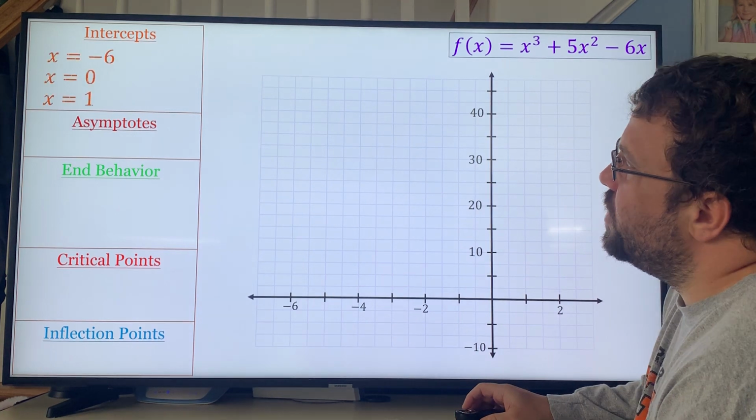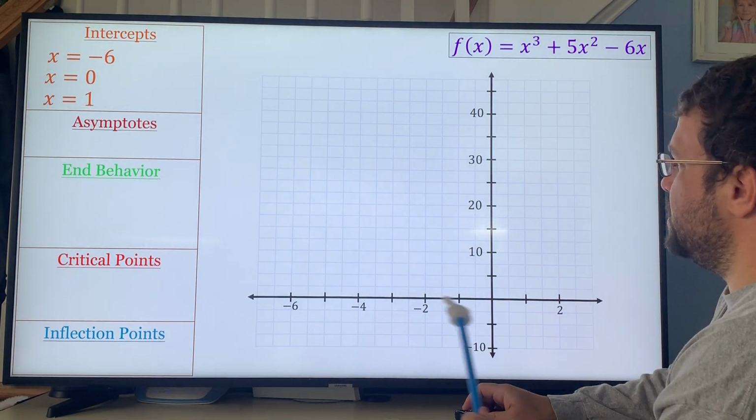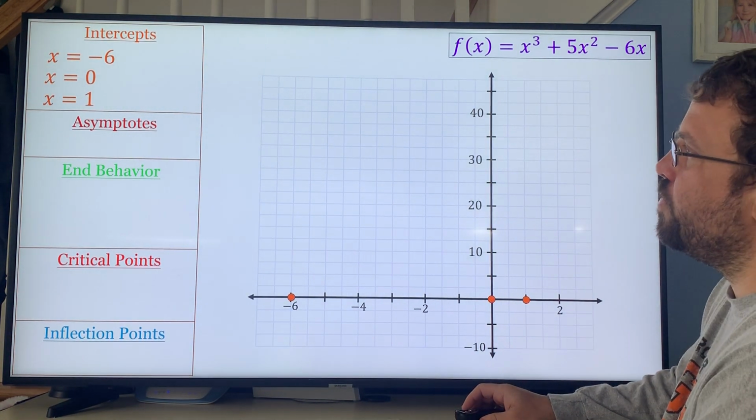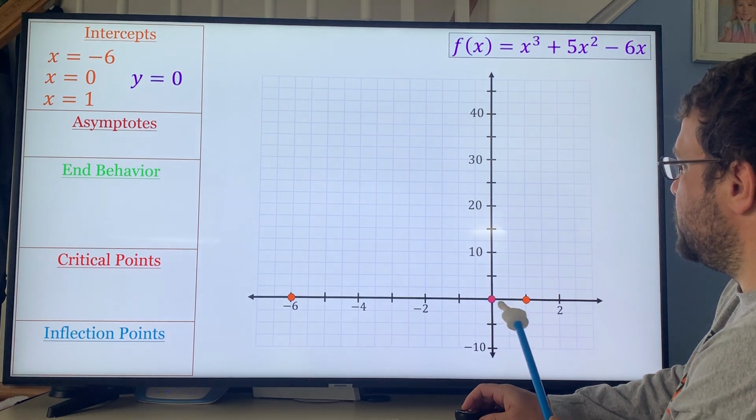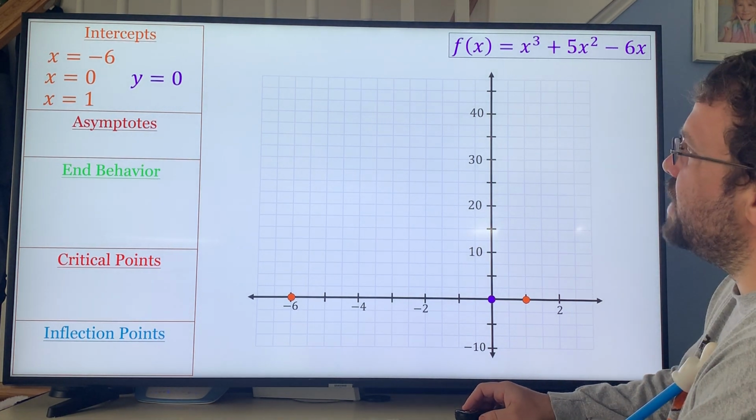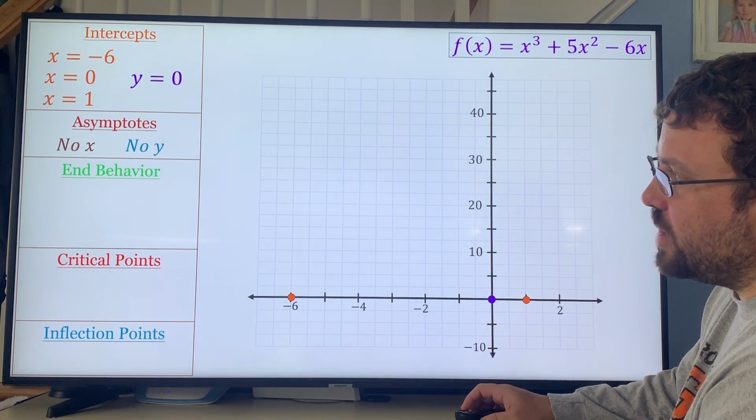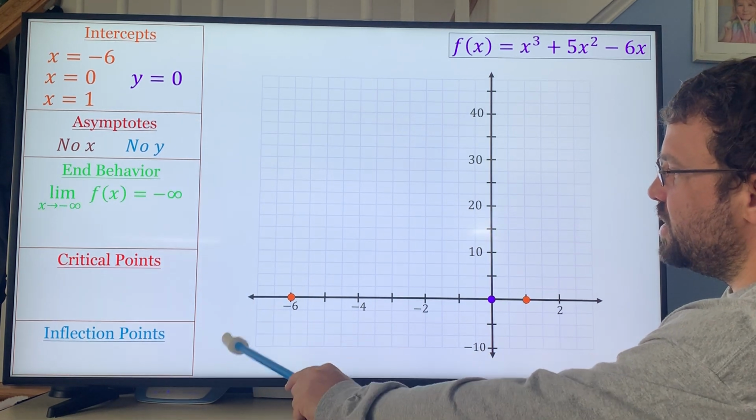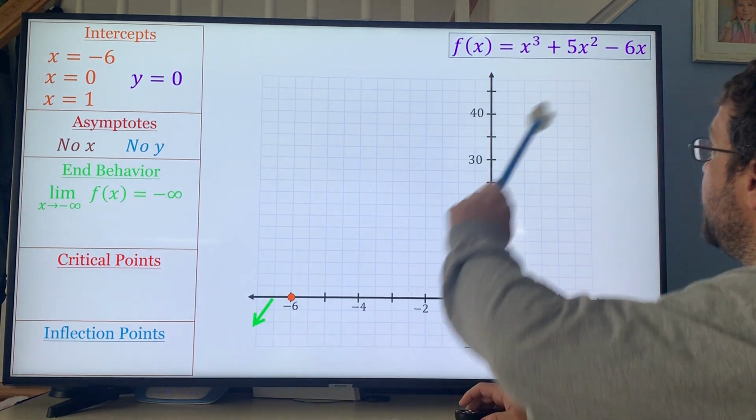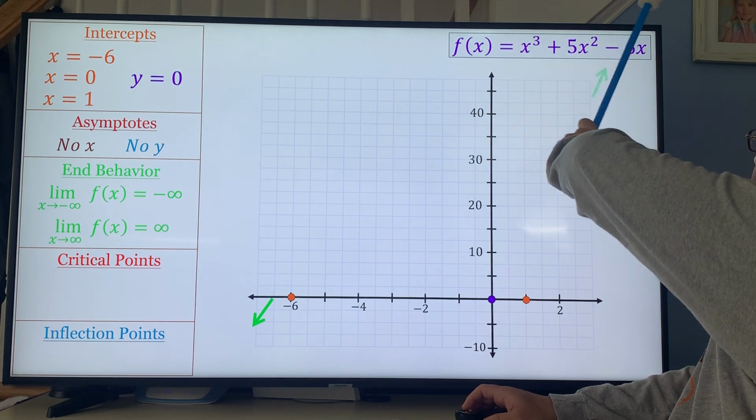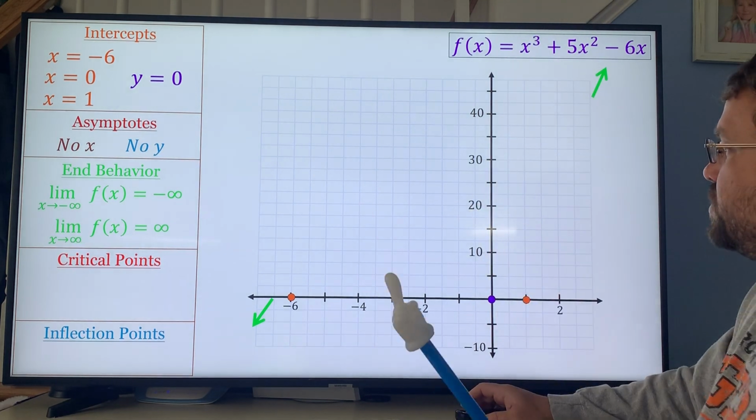So let's do the graph. Your intercepts were -6, 0, and 1. Y equals 0, so you have the same intercept here. Your asymptotes: it's a polynomial, so there are no asymptotes. End behavior, we said it's coming from the bottom here, and it's leaving at the top over here, which makes sense because it is an x cubed.